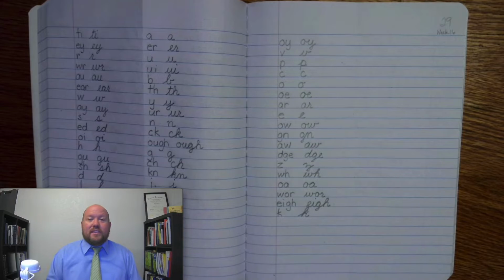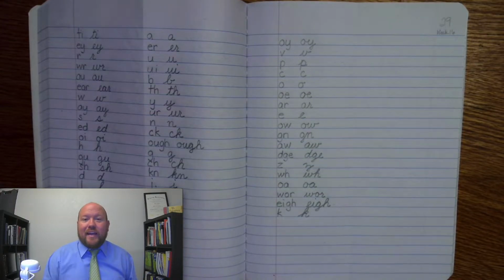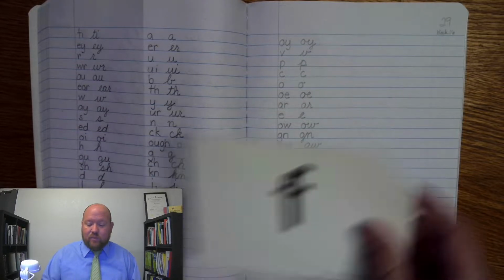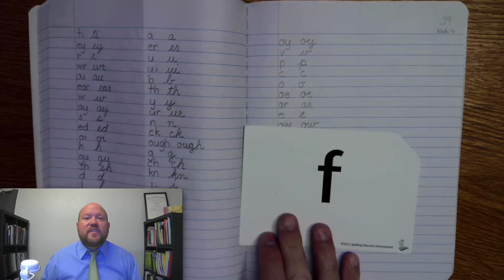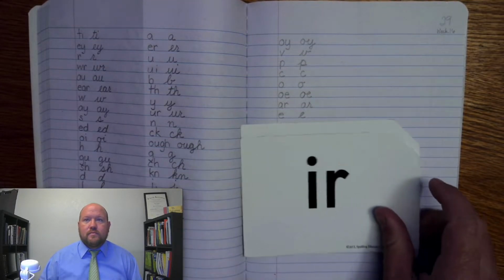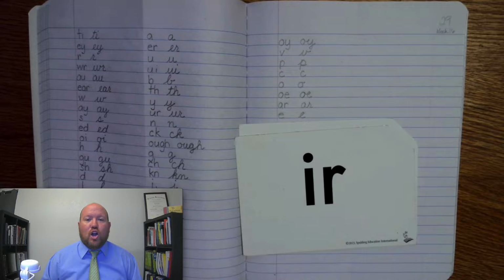All right, now this next time we'll go through, we'll do it again. We'll say the sound followed by the cue. Try to say it before I do. And if there's a rule, have it in your head so you can say it when I ask. Here we go. First.